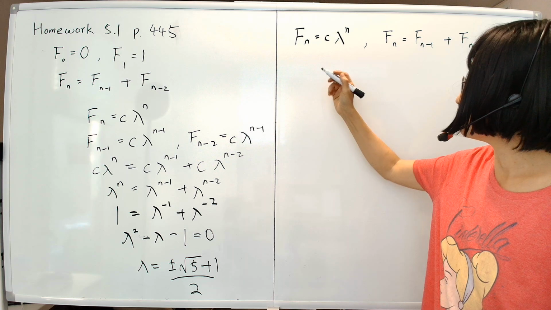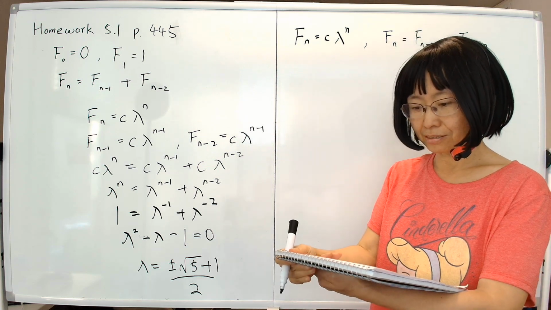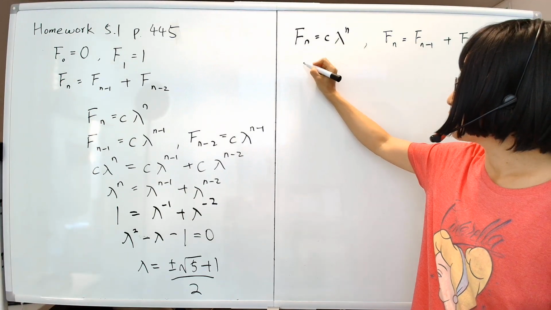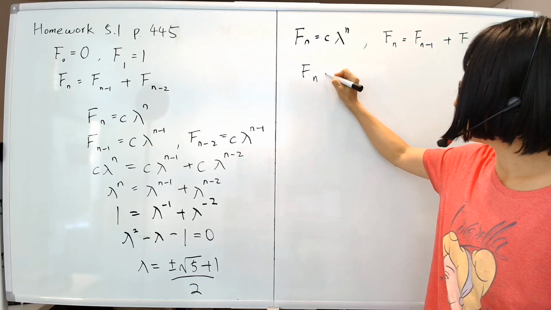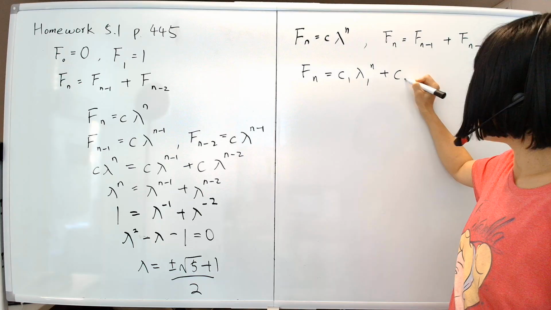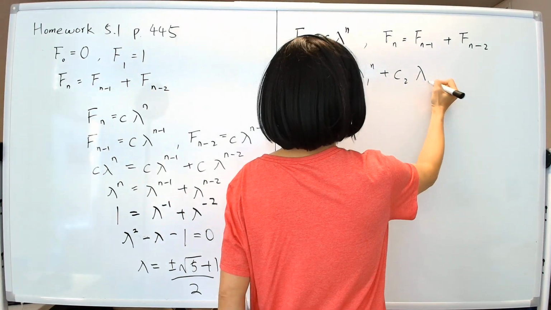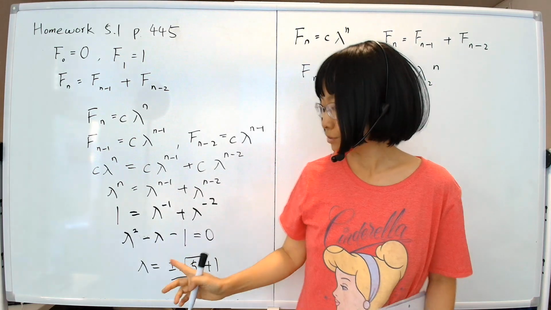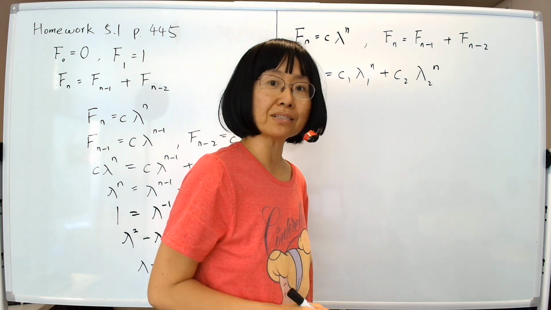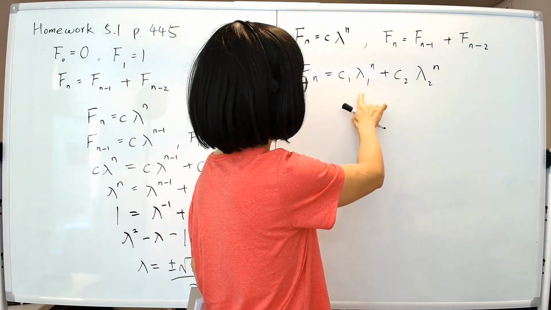So we'll build another function that we're also going to call f, just because we're lazy and don't want to call it something else. But we are going to build a new function where f of n is equal to c1 lambda 1 to the n plus c2 lambda 2 to the n, where lambda 1 is one of the roots and lambda 2 is the other root. C1 and C2 need not be the same. Now this function will also satisfy this equation because it's being added.